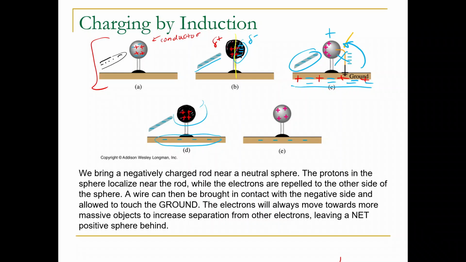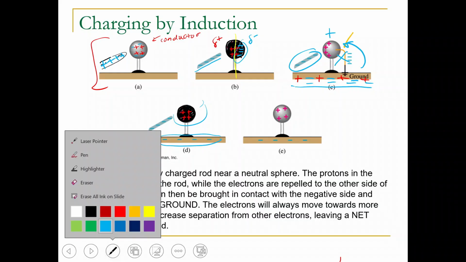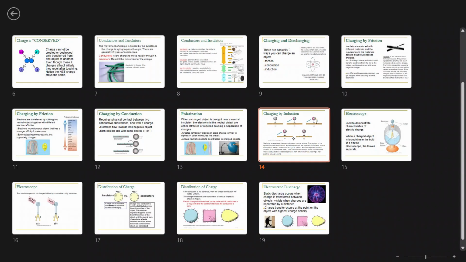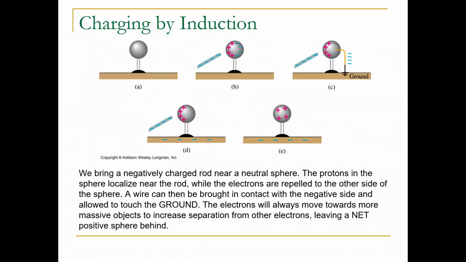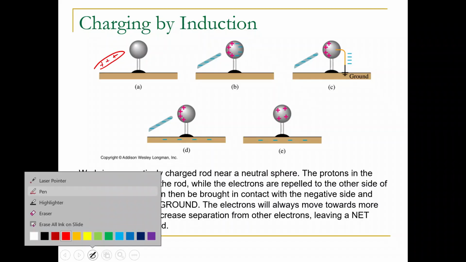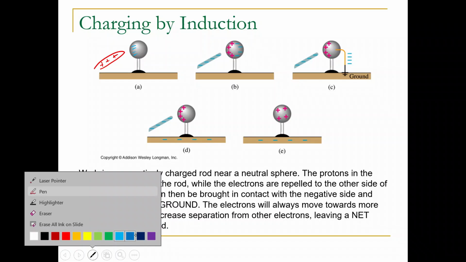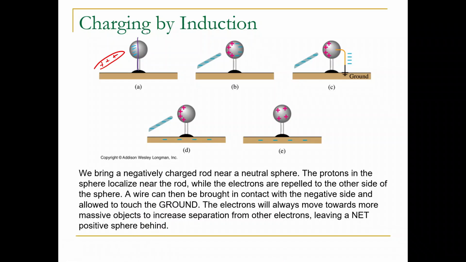Now this can also be done in an opposite way. If I was to have brought a positively charged rod over, then what would happen is the negatives would be attracted. Now let me actually clear this for a sec. So if I was to bring a positive rod over here, what would happen is the electrons would be attracted to the positive rod. So then what happens is you're left with a net positive charge on one side and a net negative charge on the other side.